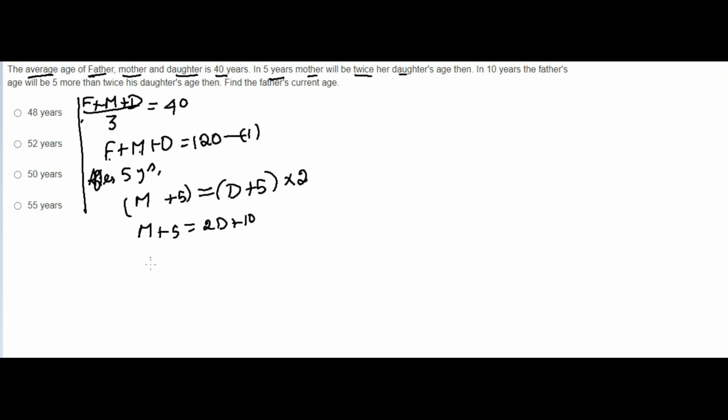Is it right? So you take M on one side. If you take the 5 to the other side, it is equal to 2D plus 5. Is that right? M is equal to 2D plus 5. You consider this equation as number 2.